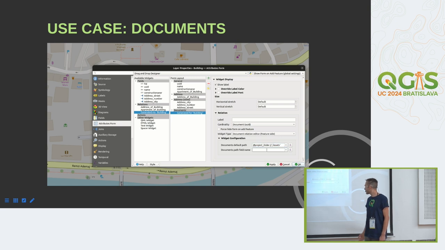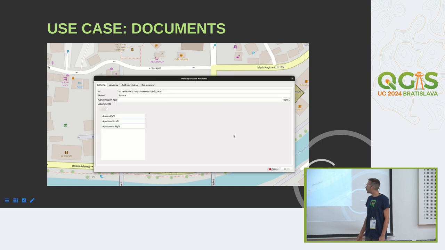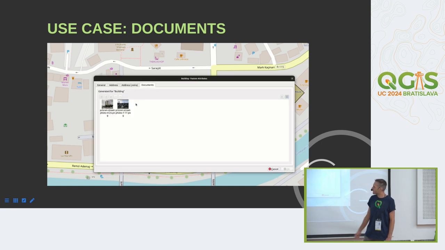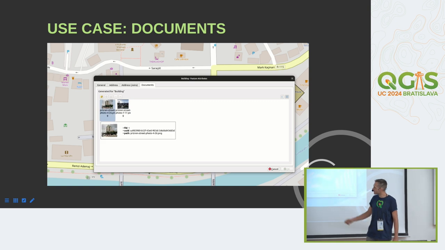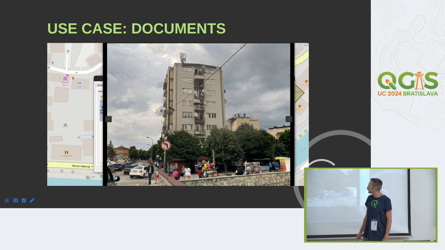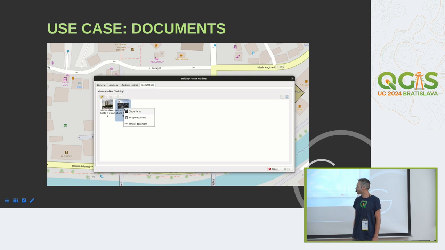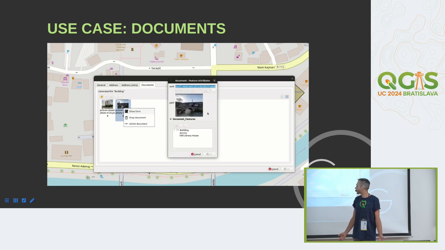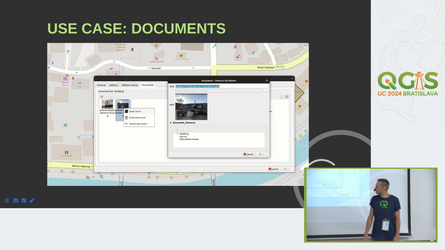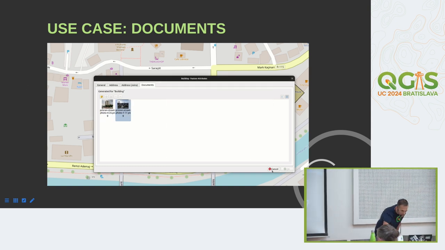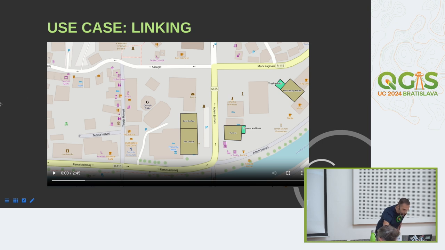You can configure the documents path. And then when we have a look at it now, it looks like this with those two features. We have kind of a gallery view. We can see the attributes. We can open the image, or we can, with right-click, open the form as well to edit it. Cool. Now let's come to the last real-world example.